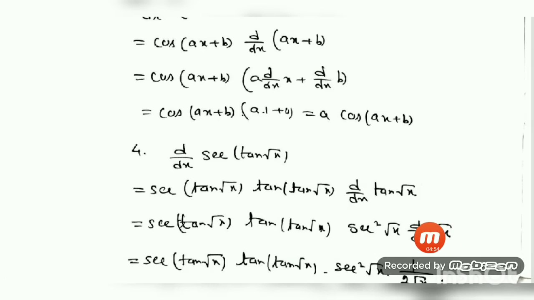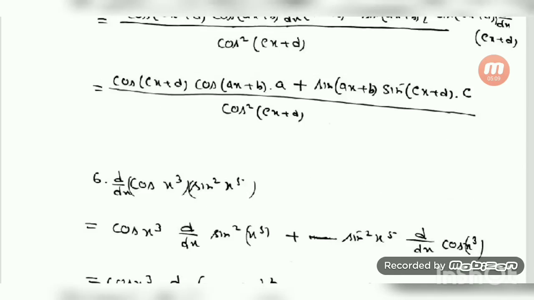Now this is the direct formula. That means only now the solution will be completed. So I have written here sec of tan of root x, tan of tan of root x, sec square root x. And what is the derivative, d/dx of root x? It is 1 by 2 root x. So the solution is completed here.